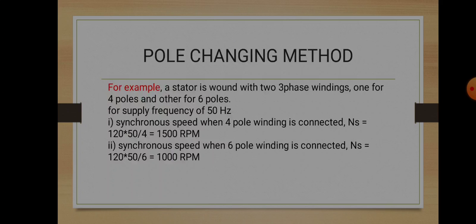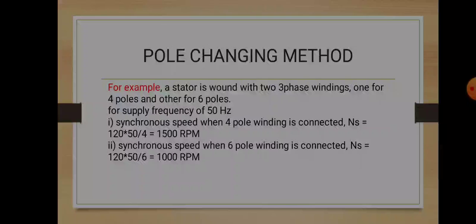For example, a stator is wound with two three-phase windings, one for four poles and the other for six poles. If we have four poles, then 120 into F, where the frequency is 50, divided by 4, gives a speed of 1500 RPM. If we have 6 poles, then 120 into 50 divided by 6 gives a speed of 1000 RPM. So when you increase the poles, the speed is decreased, so that it can be controlled.